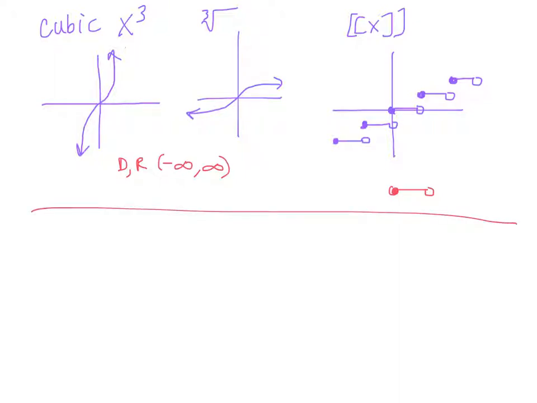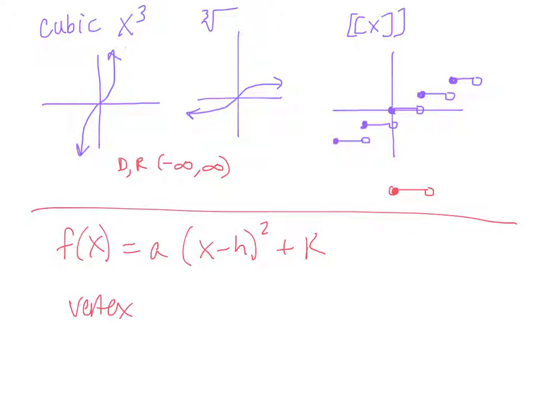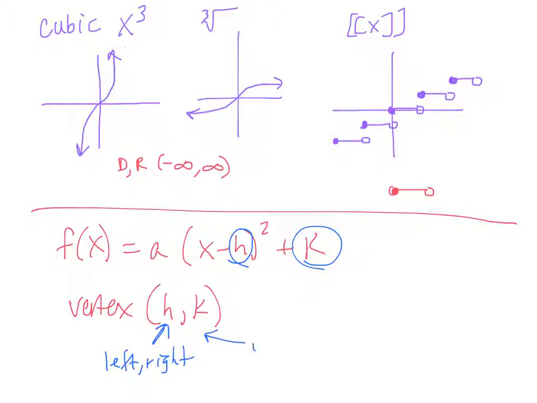When we talk about our translations, we say that for any function, let's just use a parabola for example, we have a times (x minus h) squared plus k. We say that the vertex, or you can think of it like your anchor point, is at (h, k). So these two values right here tell you how your graph moves: for the h value, left or right, and for the k value, up and down.